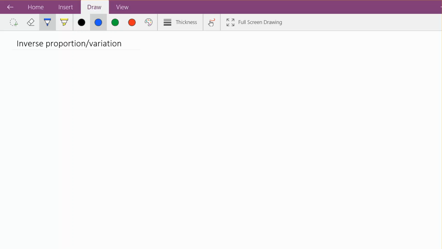In this video we're going to talk about inverse variation, also known as inverse proportion. Now, if two quantities vary inversely with one another, then as one gets larger, the other one gets smaller. As one increases, the other one decreases. It's the opposite: if the first one goes down, the other one has to go up.